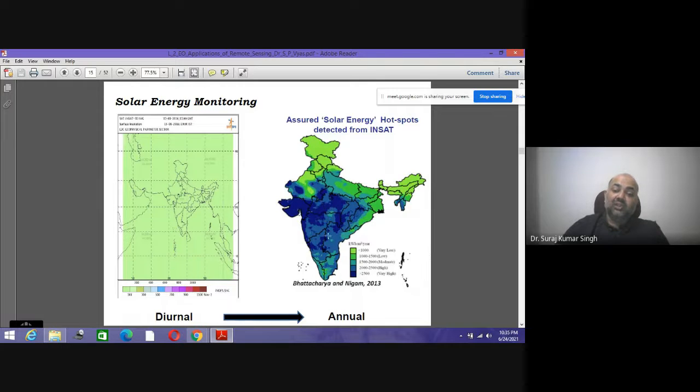If you are not using satellite images, it's very tough to identify the current scenario and the future scenario. So using remote sensing and satellite images, we can see the past, we can map the present, and we can model for the future.